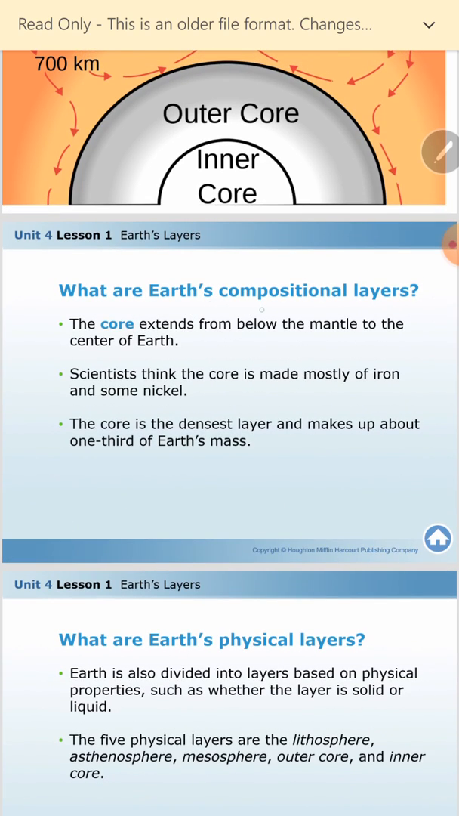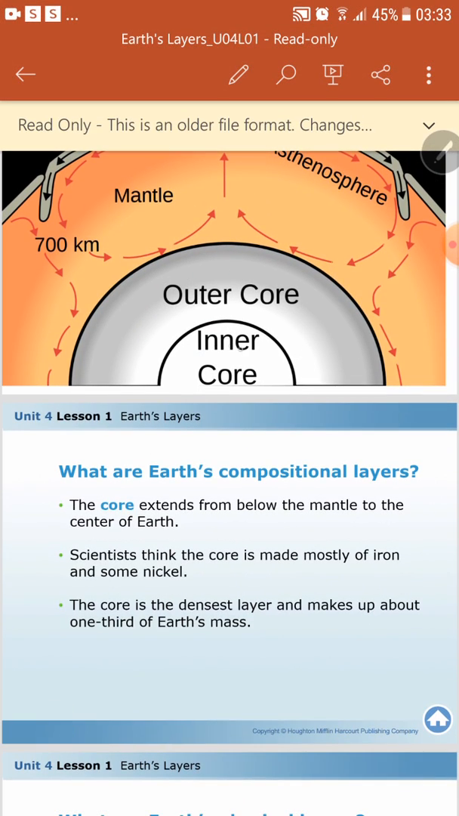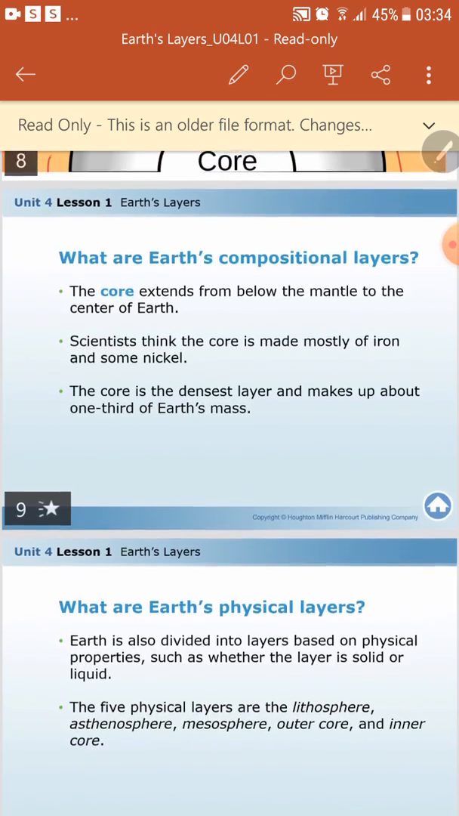Finally, what are earth's compositional layers? Here we will talk about the core. The core is in the center of the earth, as you see here, outer core, then inner core. They think that the core is made mostly of iron and some nickel, and this plays a big role in the magnetic effect of the earth. If you remember, we took it. The core is the densest layer, يعني it has the greatest mass related to its volume and makes up about 1/3 of the earth's mass.